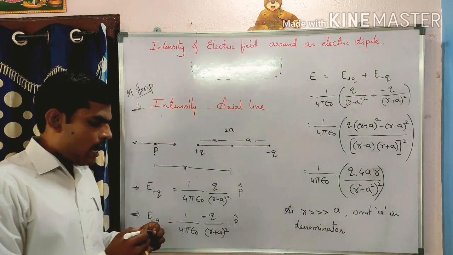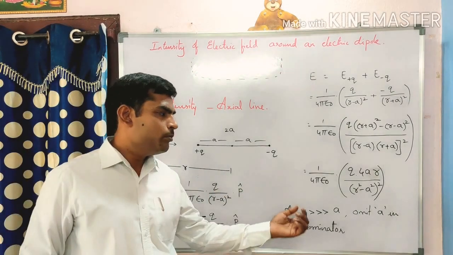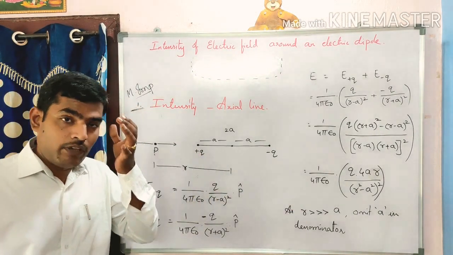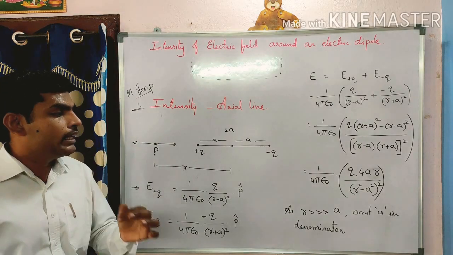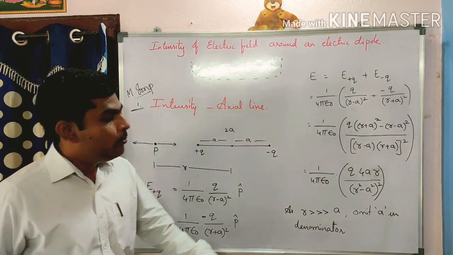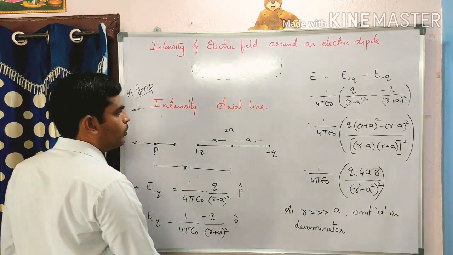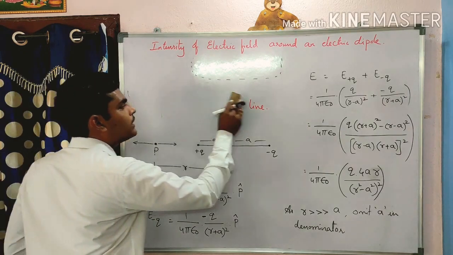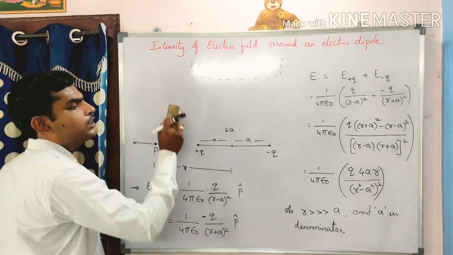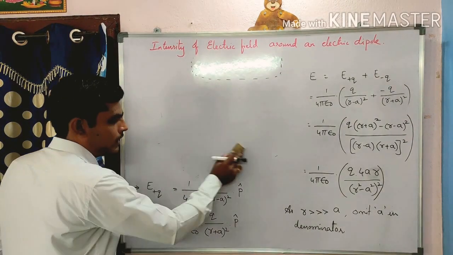Since a is much smaller than R, and a is in the denominator, its effect will be less in the calculation. If it were in the numerator its effect would be there, but in the denominator we can neglect it. So we omit a in the denominator. Let us suppose a is 0, a very small value that we take as 0. Shall I rub this one? I'll rub it. Now we'll see what happened.